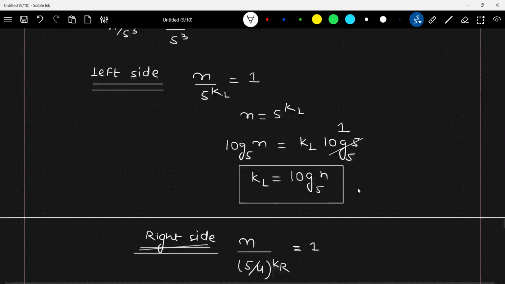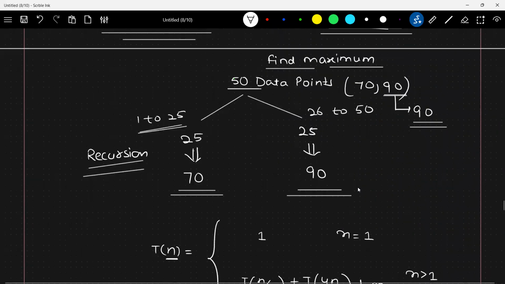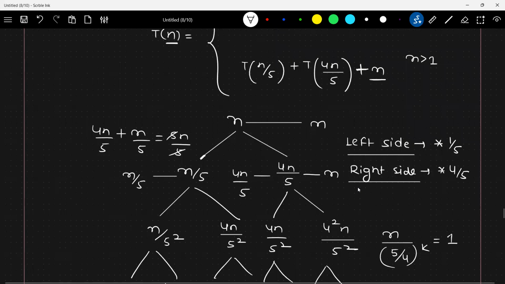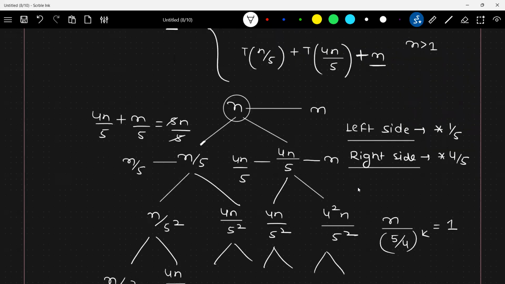So basically, if I repeat this part again, here if you observe, we will have n data points. What we are trying to do is split these n records into 2 parts, n by 5 and 4n by 5. How will you get to know? The recurrence relation is given to me. How this recurrence relation is formed, we will discuss later on.